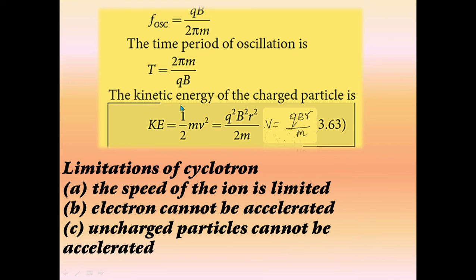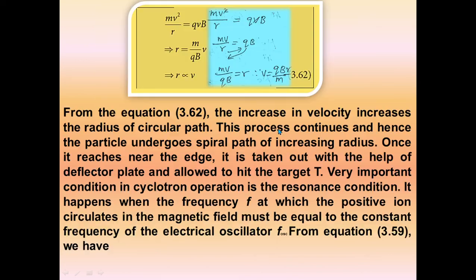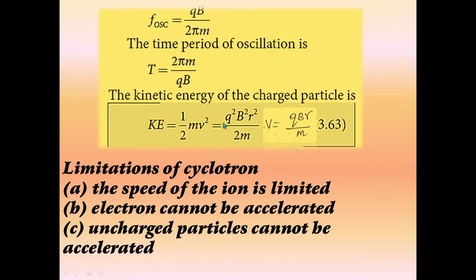The kinetic energy of the charged particle is half m v square. That means the kinetic energy formula is half m v square. So what is the value of v from the last equation? v is equal to QBR divided by m. Substituting the value of v, we get Q square, B square, R square divided by m square times m. So one m cancels, remaining one m. So KE is Q square B square R square divided by 2m.